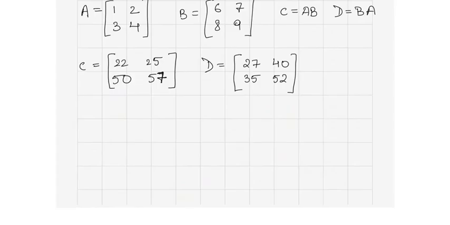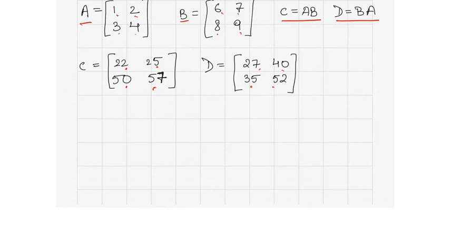To test that, I have example matrices A and B. A is 1, 2, 3, 4, and B is 6, 7, 8, 9. C is defined as AB and D is defined as BA, and I've done the multiplication beforehand in interest of time, but feel free to do this yourself and double check my calculations. C comes out to be 22, 25, 50, 57, and D comes out to be 27, 40, 35, 52. Now let's apply some transformations.